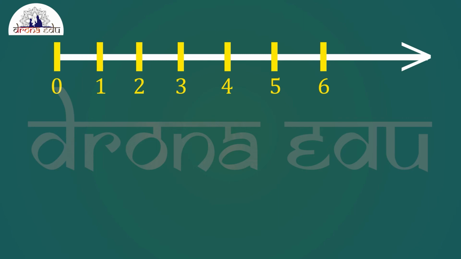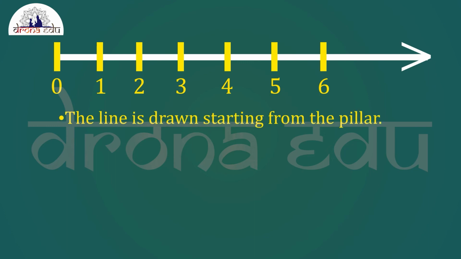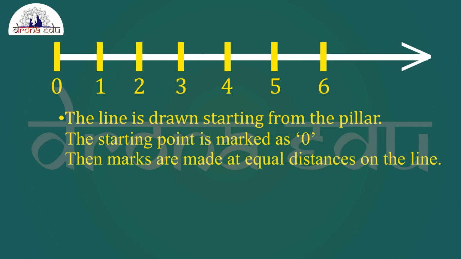You can write the number line like this: one line, and you mark all the points starting from 0, 1, 2, 3, 4, 5, 6. Let's see some features of this. Here, the line is drawn starting from the pillar, and the starting point is marked as 0. Then marks are made at equal distances on the line.